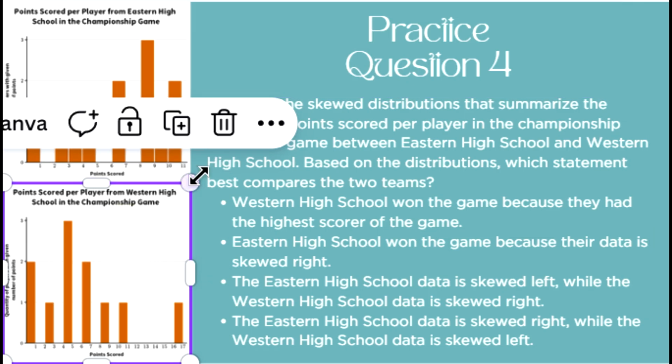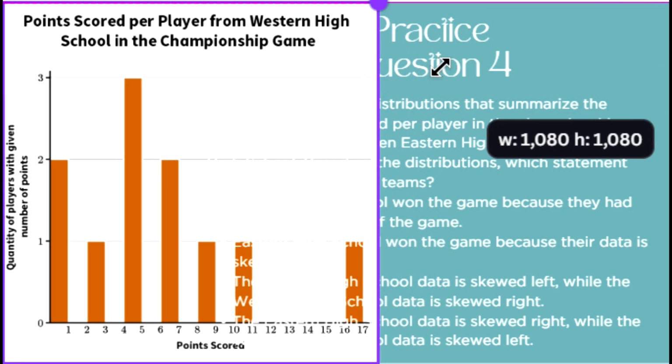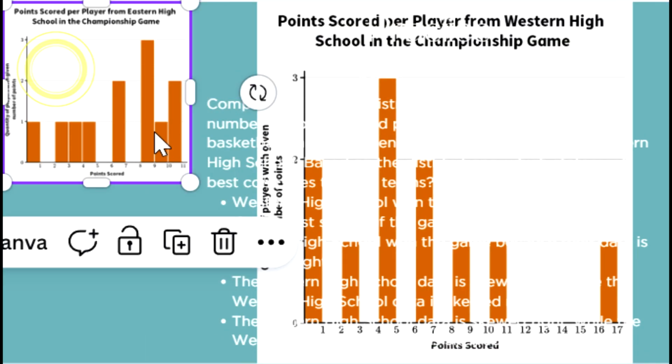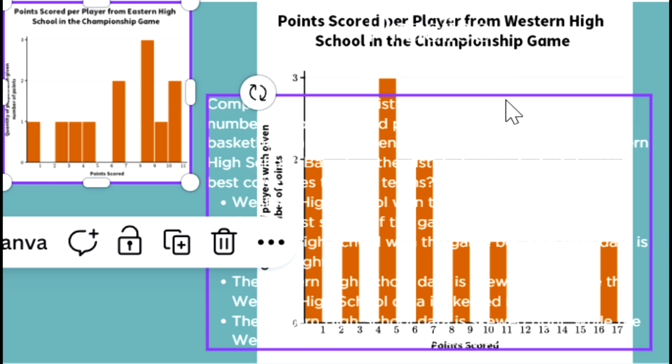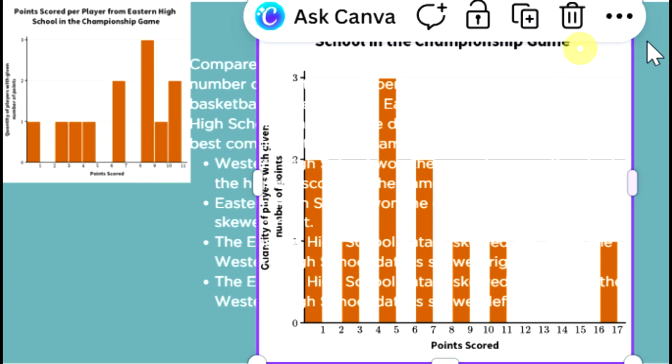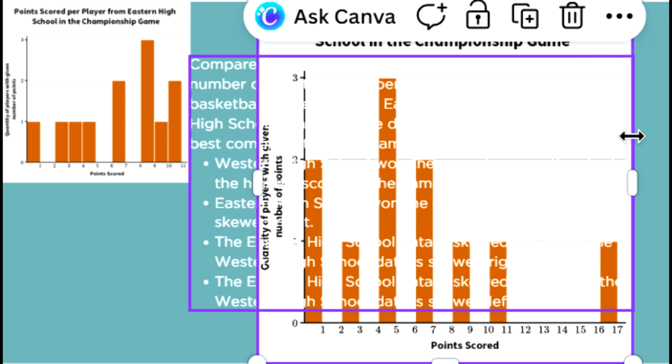Not sure what that really means, because the highest score, this is points scored per player. So the person who scored the most points was right here for Western. The person who scored the most points was much higher in Eastern. So that doesn't make any sense. So that one can go ahead and be eliminated.